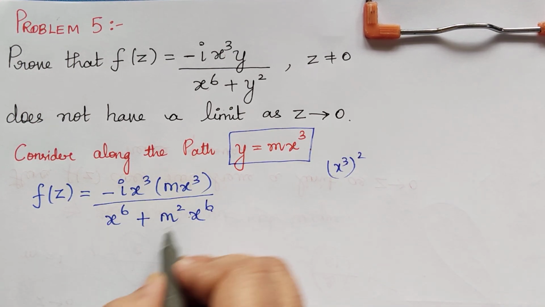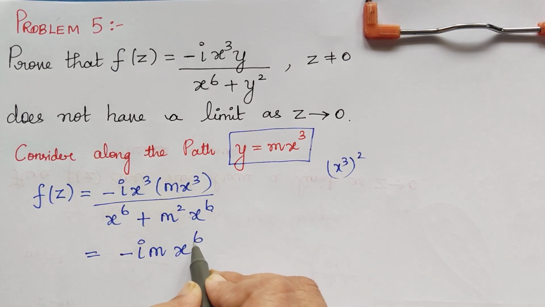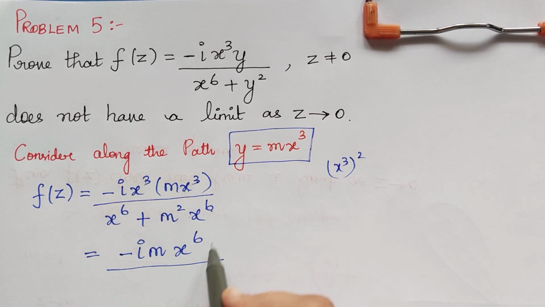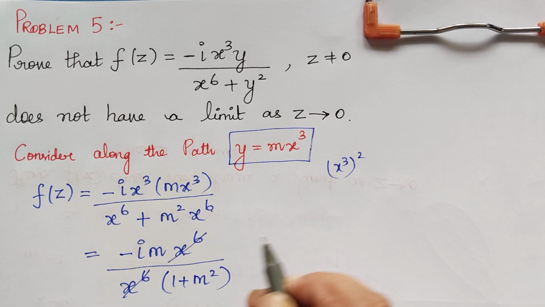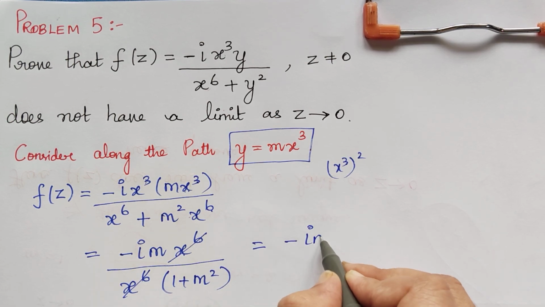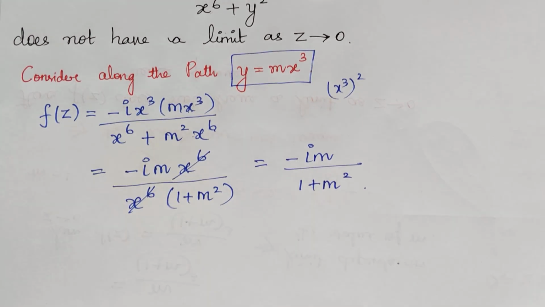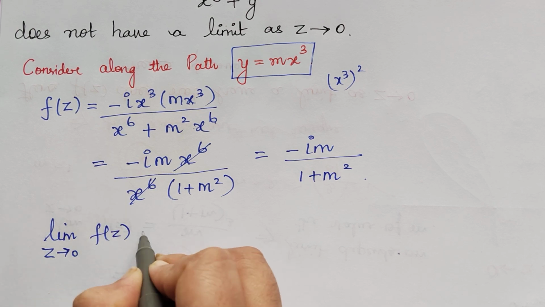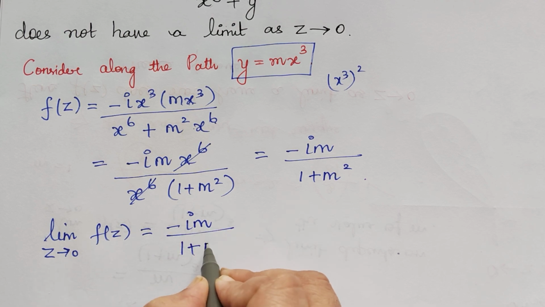And so you can see that in the numerator it turns out to be minus i m x to the power 6, because x cube multiplied with x cube gives us x power 6. In the denominator x power 6 is in common, and you get 1 plus m square. X power 6 and x power 6 get cancelled, and you have minus im divided by 1 plus m square. And so further, limit z tends to 0 of f of z is equal to, this is independent of z, so it will come as it is, minus im by 1 plus m square.